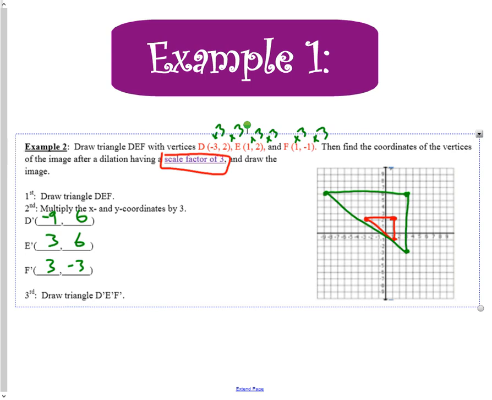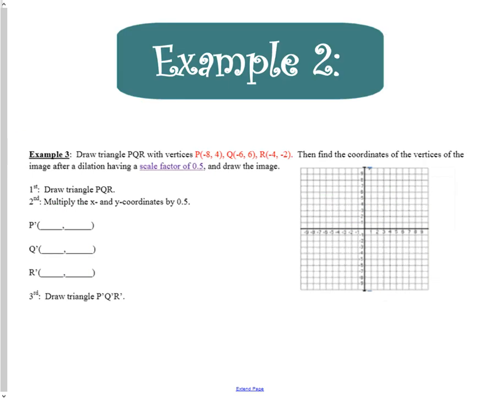And if you're not sure if it really is 3 times the size, look at one side of the triangle. This side is 1, 2, 3. But on the larger triangle, it's 1, 2, 3, 4, 5, 6, 7, 8, 9. So that is 3 times the size. Our last step would be to draw triangle DEF prime. So it all had to do with multiplying. Let's go through example 2.